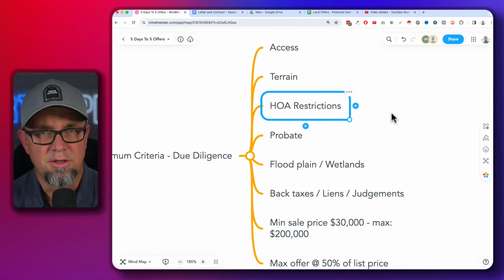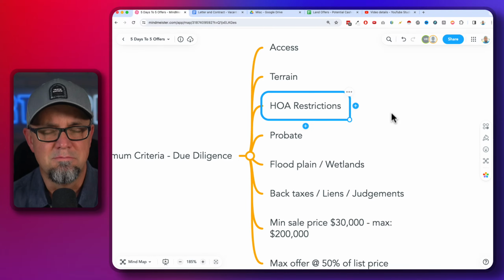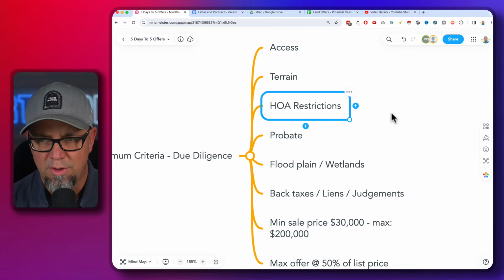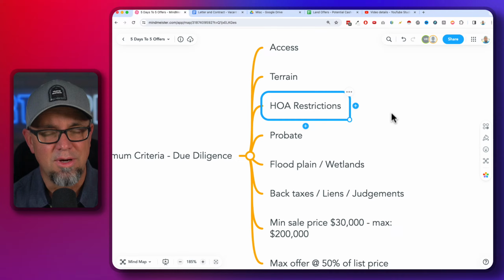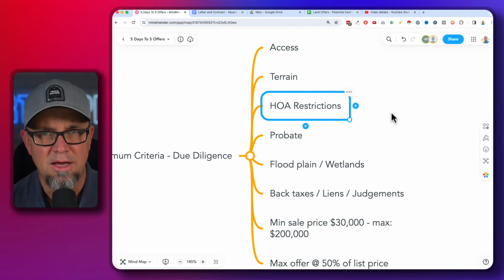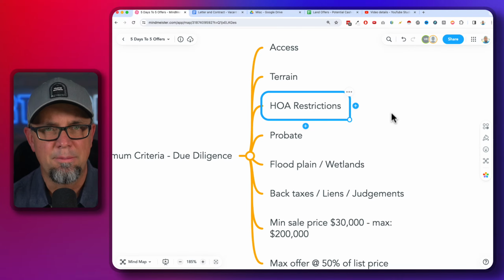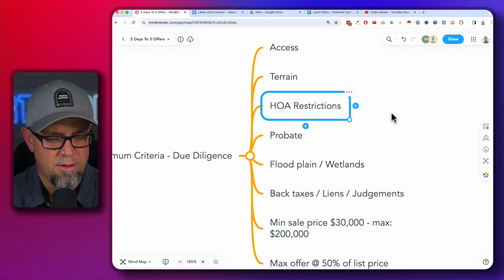Sometimes they're very restrictive. Sometimes they have large monthly HOA dues, like it could be $300 a month, which is a lot, right? Those are going to be harder properties to sell. The best, easiest properties to sell are the ones with no restrictions, where you can put a trailer on there, you can go hunting on it, you can ride your four-wheelers, you can put a tiny house, you can do whatever you want. Those are the easiest properties to sell, especially with owner financing.